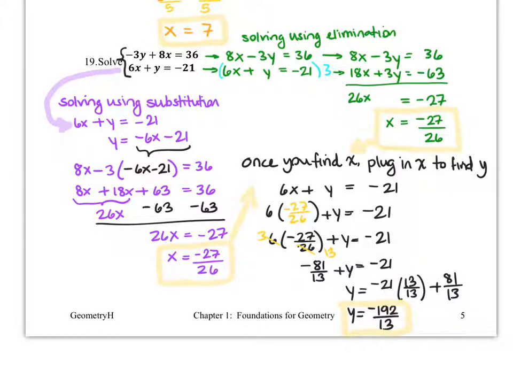Okay, so we can see here both the solution using elimination and using substitution. Either way, you're going to find probably the value of x first, and then you're going to plug into either one of the equations to find the value of y. So in the end, your answer is going to be an ordered pair, and your x comes first, of course, so negative 27 over 26. And then your y coordinate is negative 192 over 13.